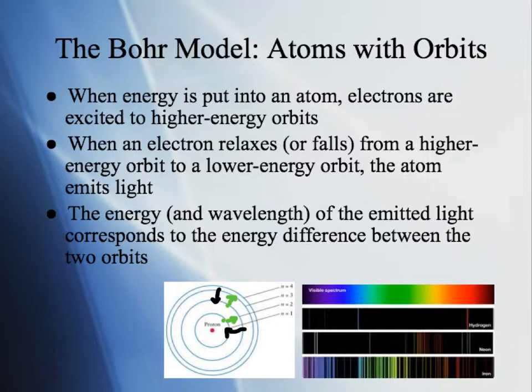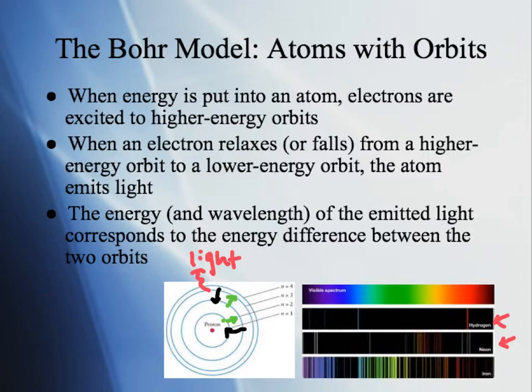And when they fall back down, that energy has to go somewhere, because remember, energy cannot be created or destroyed, just like matter. So that energy is released as light, and specific wavelengths of light. And so he could figure out that the different colors he sees correspond to different wavelengths of light being emitted as electrons jump back and forth between certain orbits.